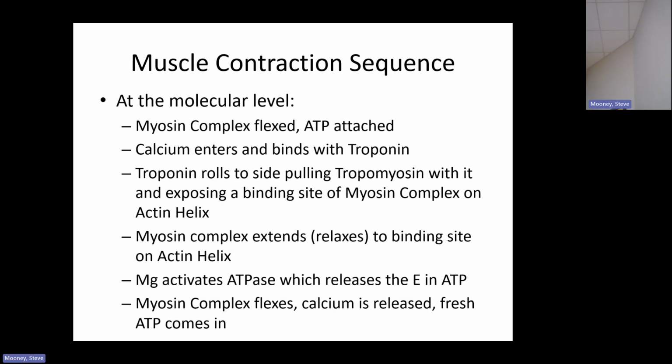More ATP comes in. Calcium is still here. Cross-linking, moving through. We flex again. One more. And we flex one last time. Calcium goes away. And then what? Put your hands away, the binding site. Everything slides back to the beginning.